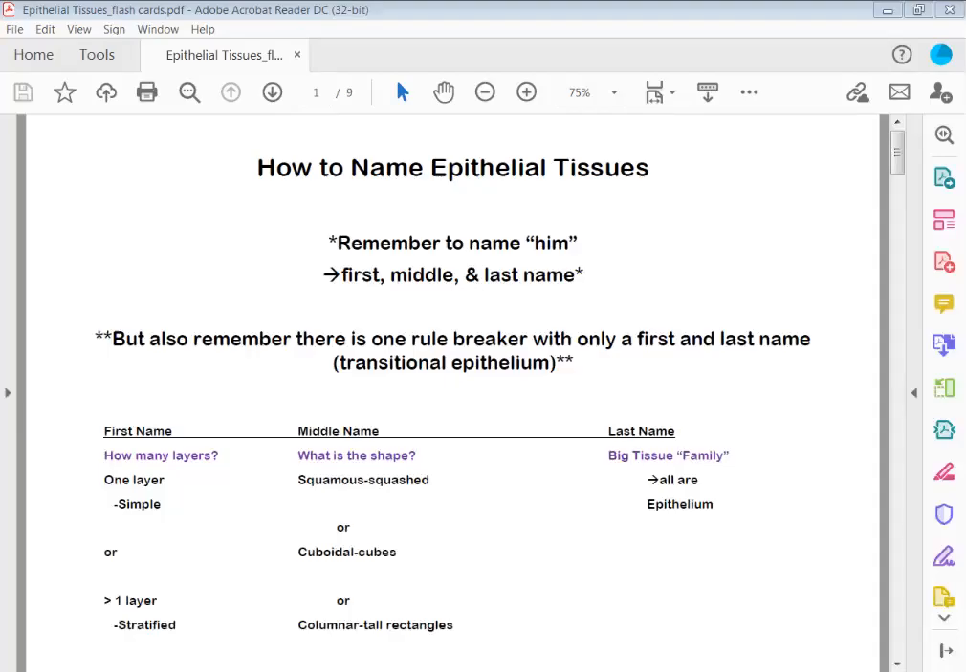Okay, let's start with the epithelial tissues. The first thing you need to know when you are trying to name the epithelial tissues is that epithelial tissues have a first, middle, and last name. There is one exception, that is transitional epithelium, and we'll talk about that one when we get there.